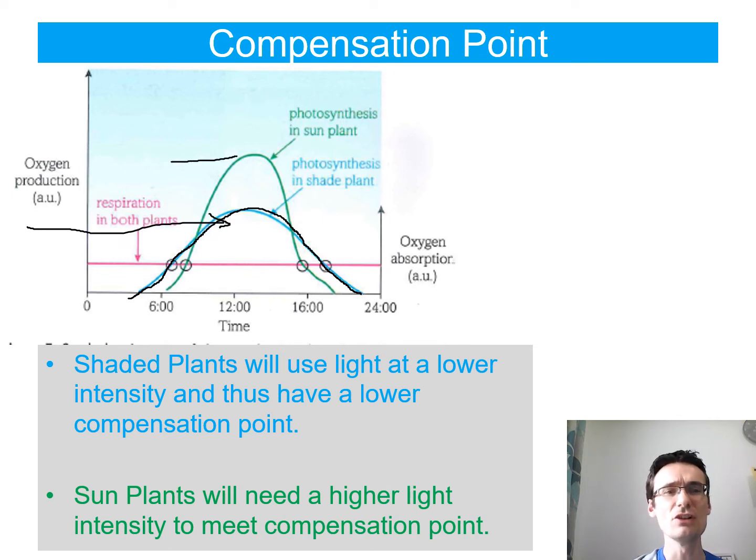Plants that live in the sun have a higher level of oxygen production, but they will do it for a shorter amount of time during the day.